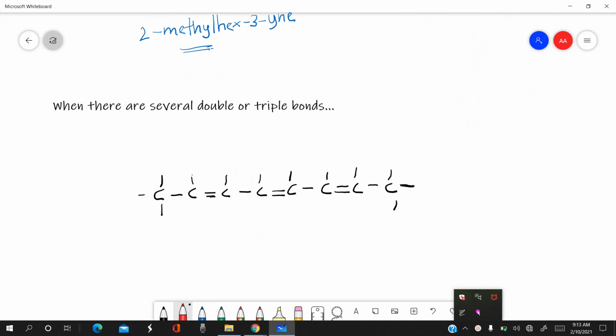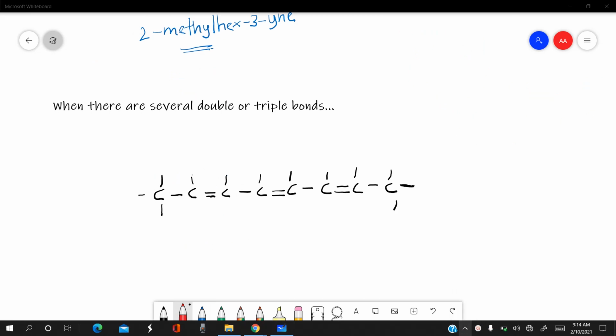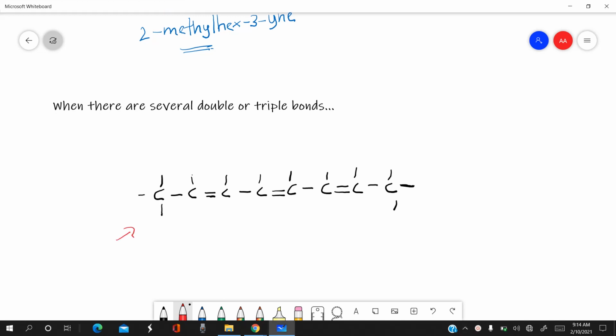Now consider a situation when there are more than one double or triple bond. So in this example, start numbering so that the double bonds get the lowest number. 7, 8. Try numbering from the other way around. We have 2, 4, and 6. This way 2, 4 and 6. So it doesn't matter which way you number because we get the same number for both ways.